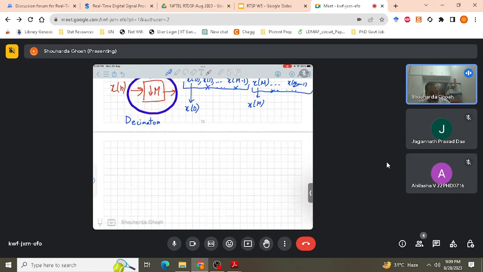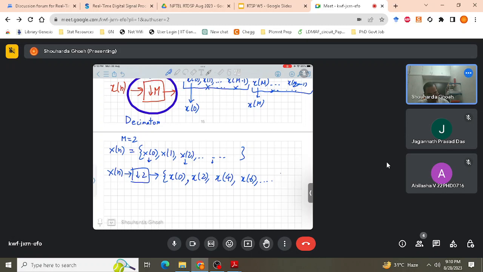So let me give you a simple example to make things clearer. Let's say I want to decimate by an order of 2. So how will it be? x of 0, x of 1, x of 2. Okay, now when I put x of n through a decimator, what will I get? I get the even samples only. I'll show what you will get. x of 0, x of 2, x of 4, x of 6, like this.